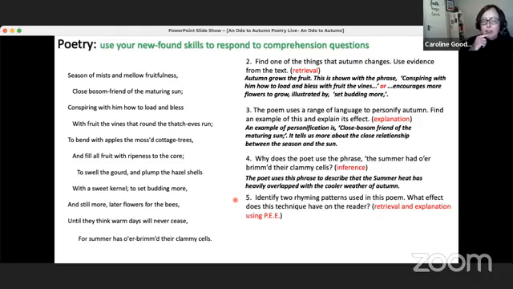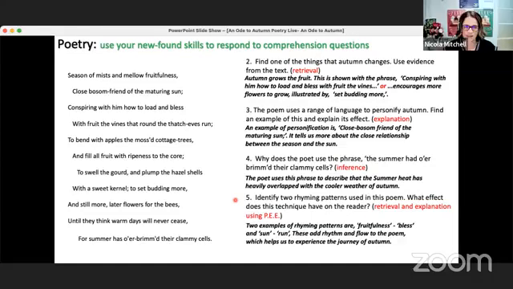Okay, so then finally we have question number 5. Identify 2 rhyming patterns used in this poem. What effect does this technique have on the reader? So this is a mixture of 2 different question types. We've got retrieval, you're finding and giving us an actual example of the rhyming used in this poem. And also, can you explain what it means and the effect on the reader? So this is a typical PEE, point, evidence, explain question.